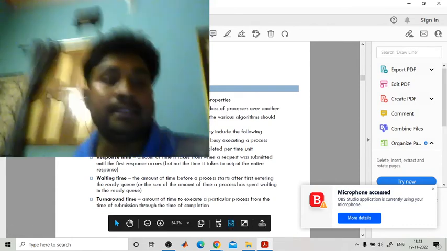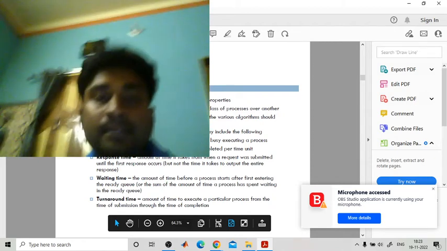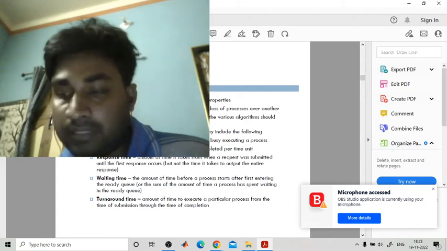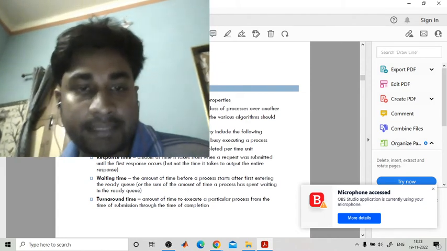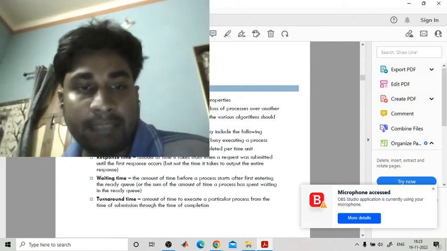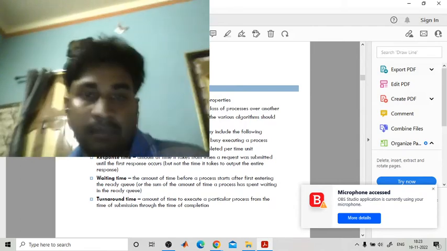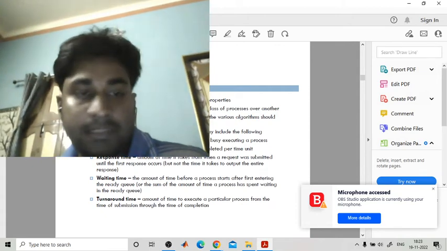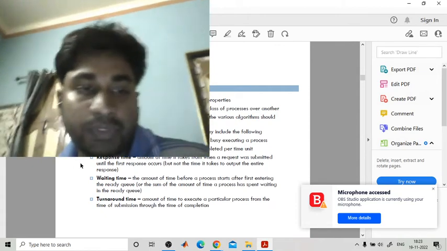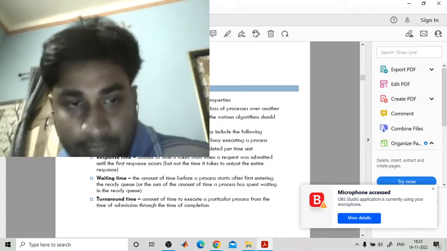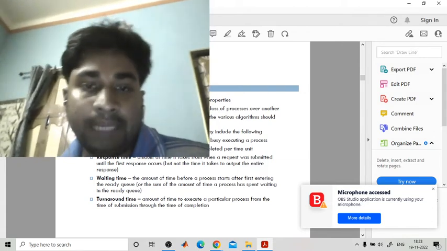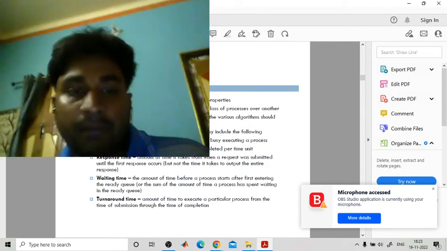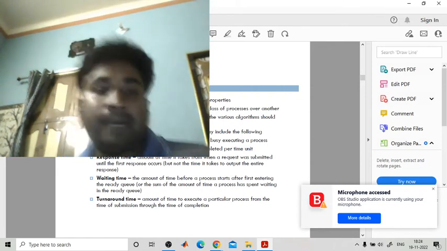Okay, some criteria are there for the scheduling. You can see that the different criteria for CPU scheduling: number one is the CPU utilization. That means the CPU can be utilized as much as possible. We can keep the CPU in a busy state. Next one is the throughput. Throughput means the number of processes completed per unit time. Suppose in a second we have completed 5 processes, then 5 will be the throughput.